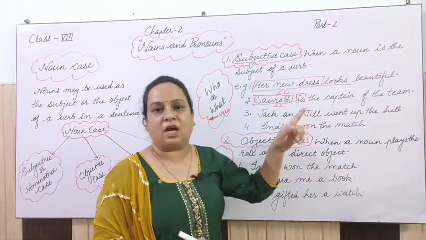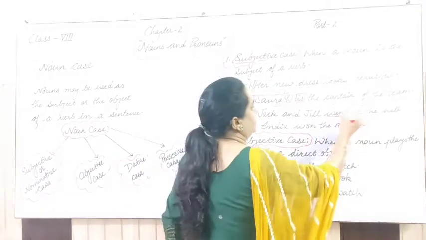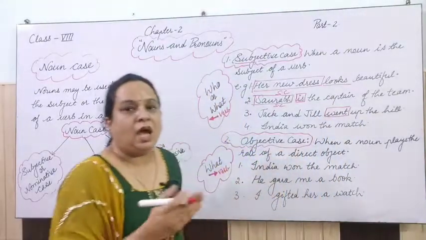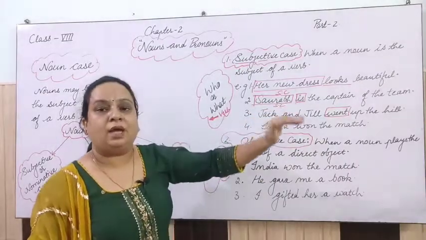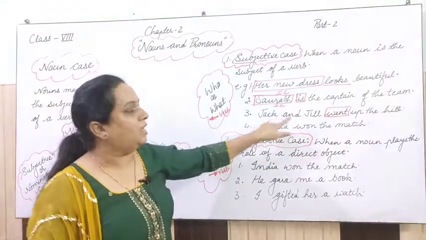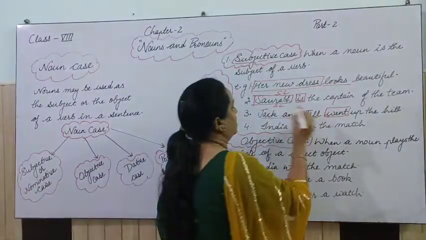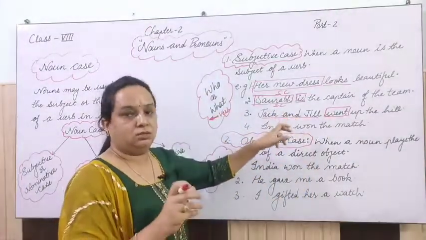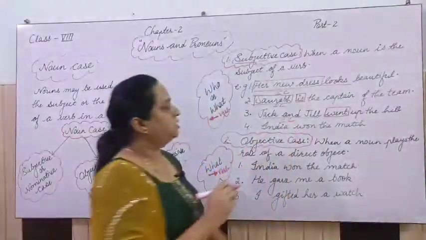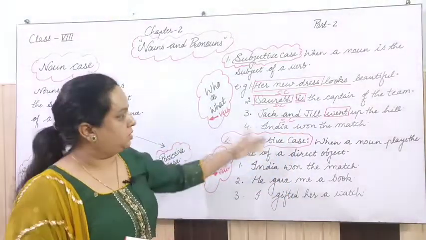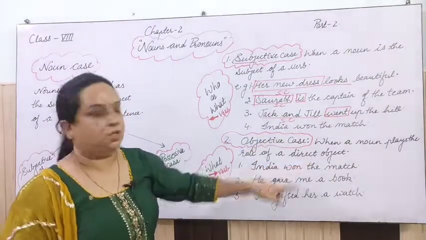Next is Jack and Jill went up the hill. So the very first target is to get the verb, and the verb is which one? That is went, right? And we are talking about whom? Who went up the hill? Jack and Jill, means both of them are the subject. So this is the subjective case in this sentence.